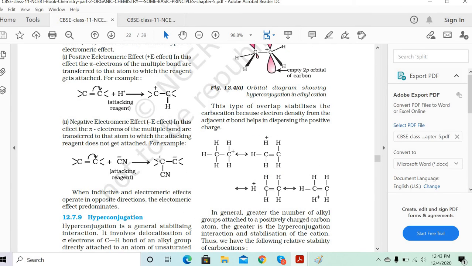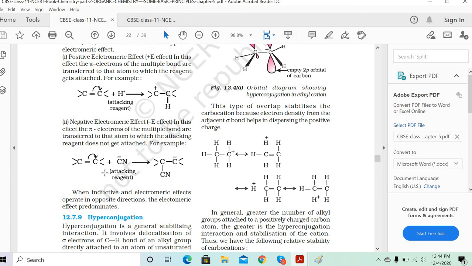Vijay, are you done with this part? Okay, now in the negative electromagnetic effect, what's happening? Here the attacking reagent has changed now. Can you see that? Earlier the attacking reagent had plus ions. Now the attacking reagent has negative ions on it. That's the cyanide ion. Cyanide is basically a negative ion, correct?